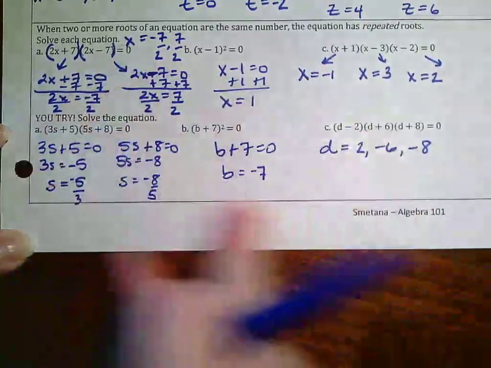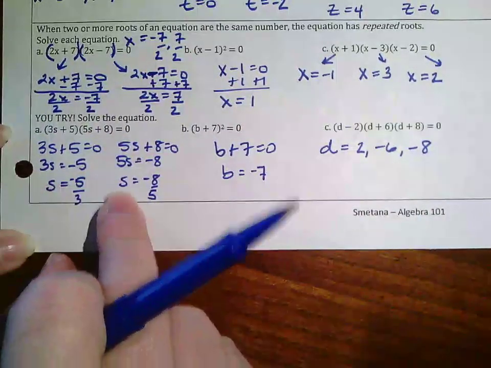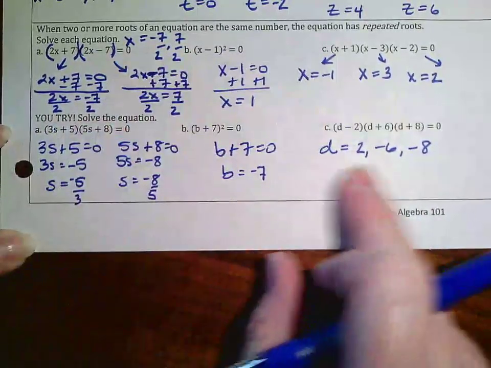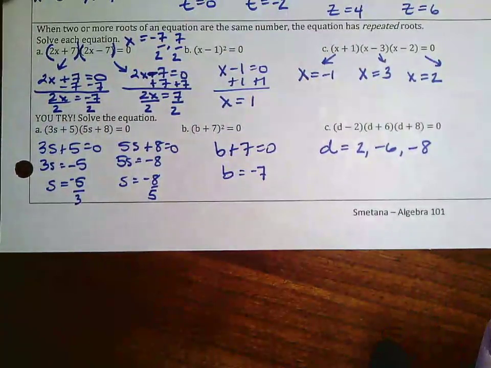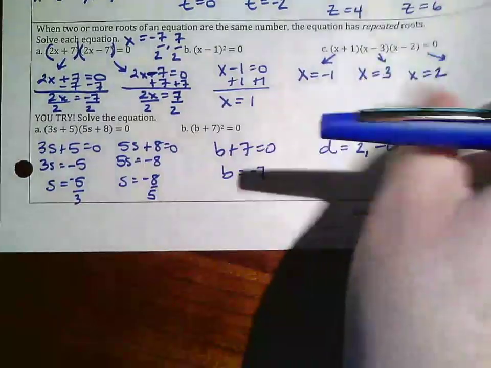So different ways to write stuff, right? You could write those 2 answers together. You can write them with commas separated. You can write them out. Doesn't matter, as long as you have them all accounted for.